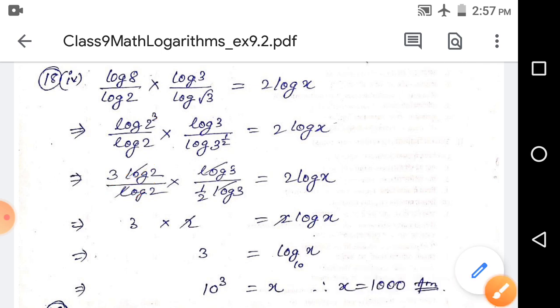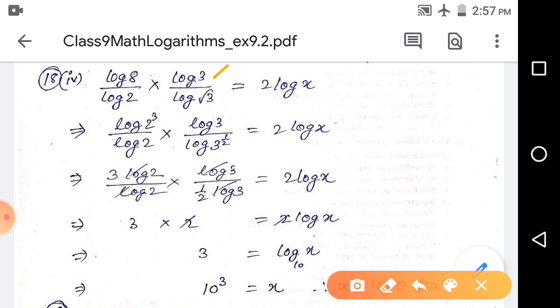Now see the second term. Here we have log 3 by log square root 3, and what is square root 3? It means 3 to the power 1 by 2. So again we can use the power law here, and it will be 1 by 2 log 3. Log 3 cancelled, and as it is 1 by 2 here, the reciprocal of 1 by 2 becomes 2. So 3 into 2, and on the RHS part we have 2 log x.